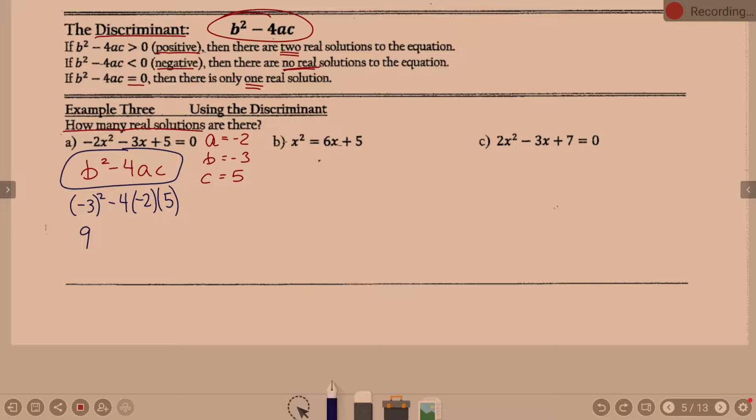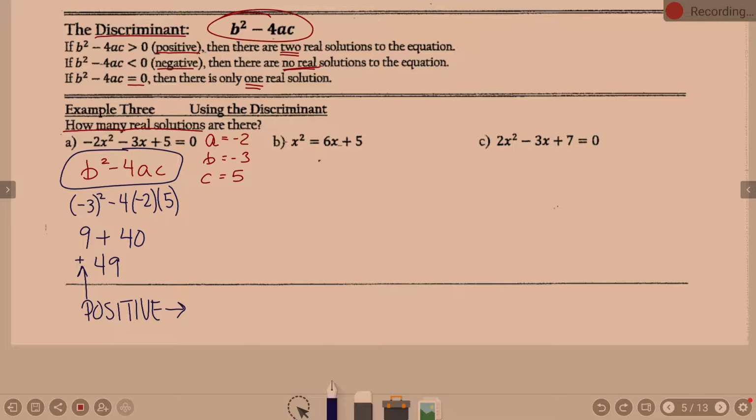Okay, let's see. 4 times 2 is 8, times 5 is 40. A negative times a negative is positive. I don't even have to finish this problem to know what I need to know. 9 plus 40 is going to result in a positive, right? I mean, yes, it's 49, but here's what I need to know. Is it positive? 49 is positive.